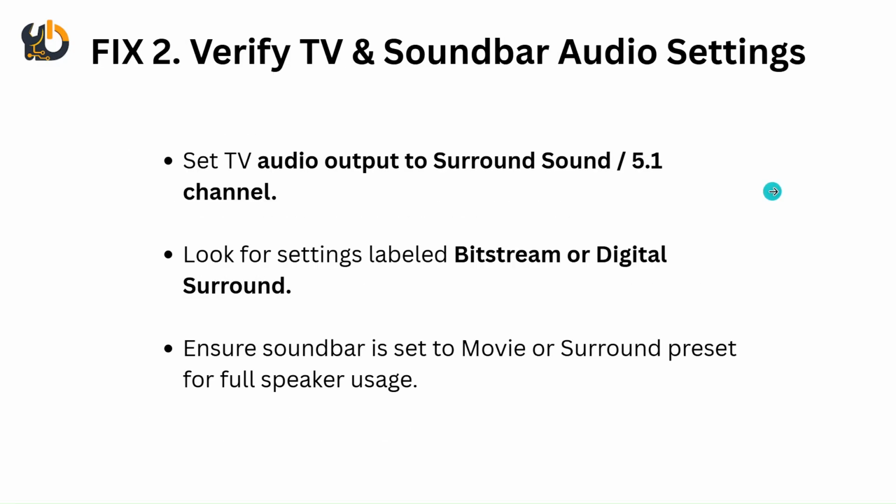Fix 2. Verify TV and soundbar audio settings. You just have to set the TV audio output to surround sound or 5.1 channel. Look for the setting labeled bitstream or digital surround. Ensure the soundbar is set to movie or surround preset for full speaker usage.